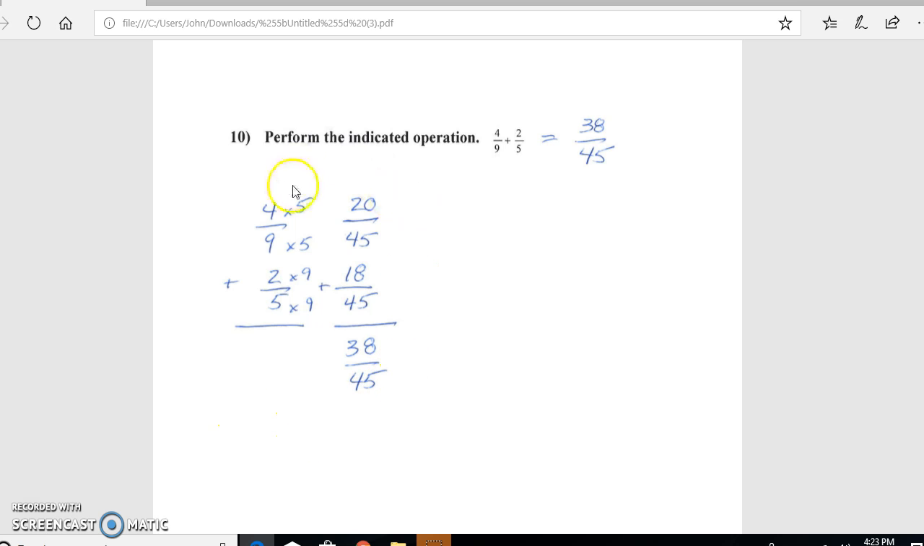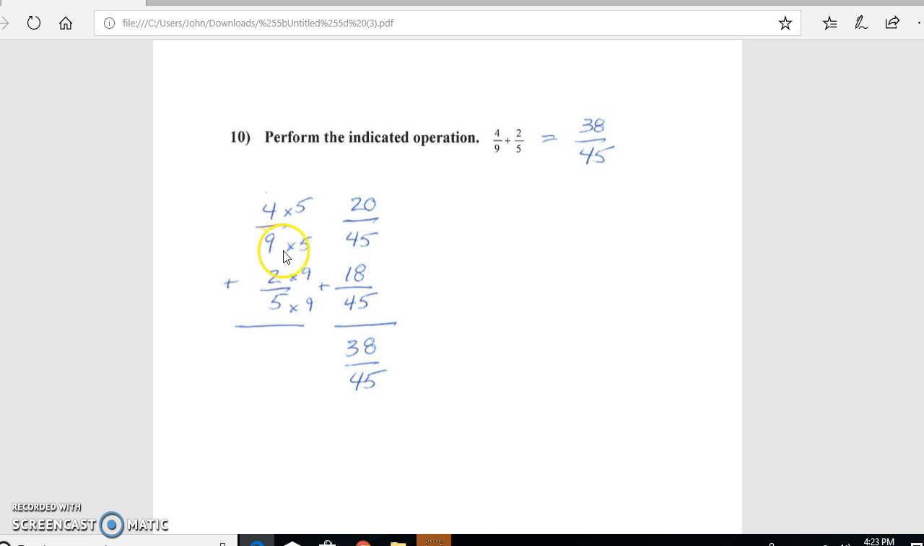I've done it here by hand, and I set up the addition vertically. I have 4 over 9 plus 2 over 5, and whenever I'm adding or subtracting fractions, I need the common denominator. Here I have a 9 and a 5, so I need a common denominator for both fractions, and the common denominator here is going to be 45. So I need to know what the numerators are.